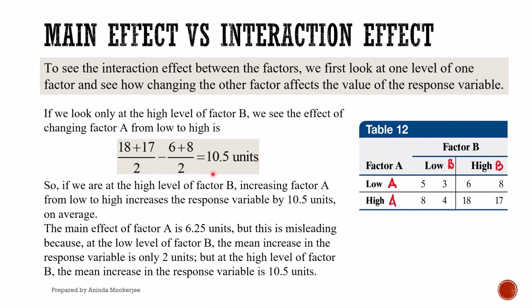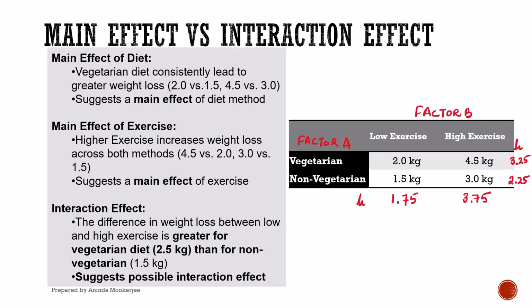All right. Now let's try to determine the main effects and the interaction effect with a concrete example. So here we have an example where we are considering the weight loss based on diet, type of diet, as well as exercise. So there are two factors here. Factor A is the type of diet. So two types of diets are considered. So two levels, vegetarian and non-vegetarian.